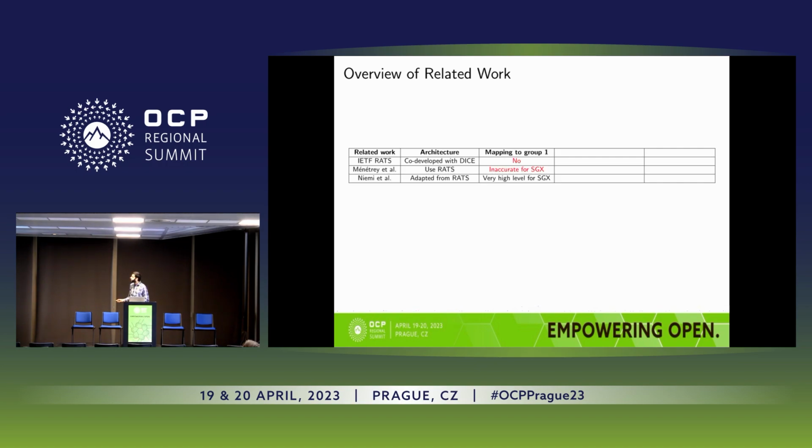And now I will define the three groups that I described in the motivation that we had in the systemization. The first group is the vendor solutions. The RATS working group does not provide any mapping at all. The second one, this academic effort, provides the mappings for SGX and others, but unfortunately the mapping for SGX is inaccurate. And this last work also has a very high-level mapping of SGX.